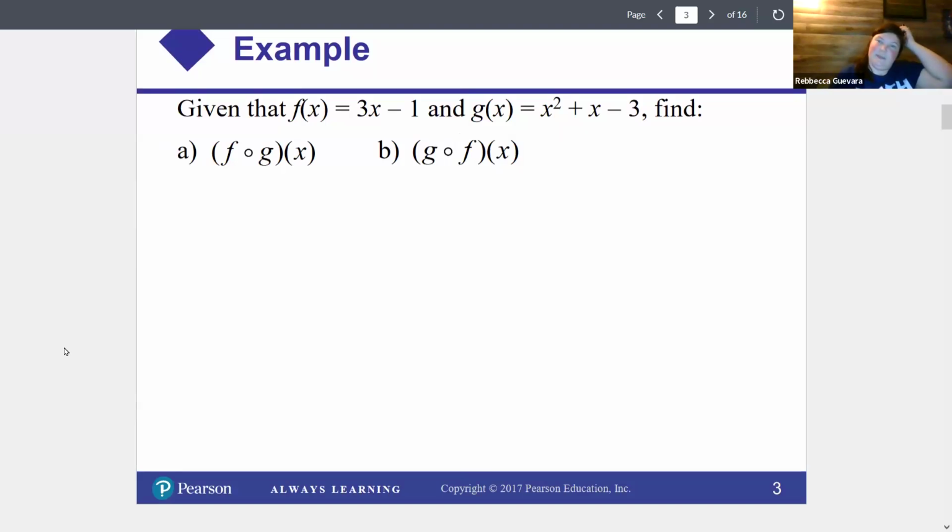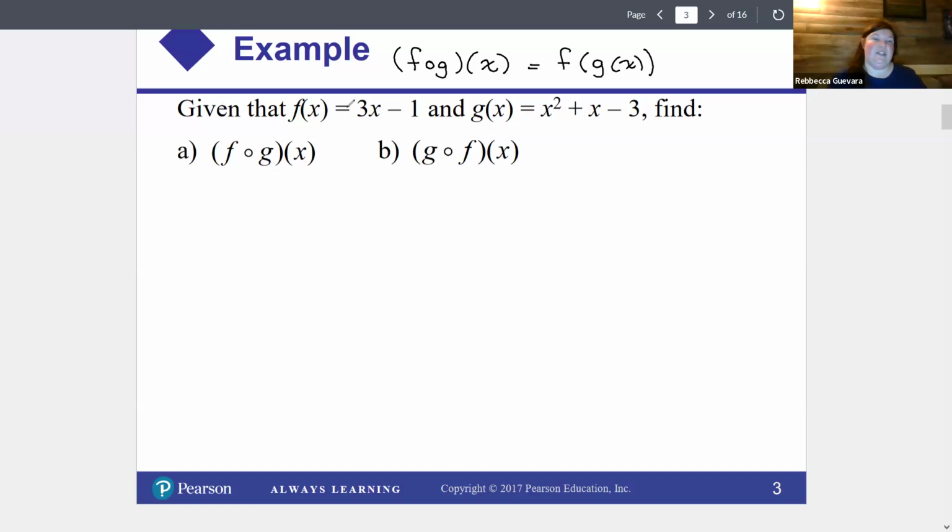So just a quick example of what a composition is supposed to be. So we had said, so notice that's an open circle there for compose, not a closed one, so it's not the same as multiplication. So what this is telling us is that I'm going to take f and I'm going to place the function g of x inside of it.